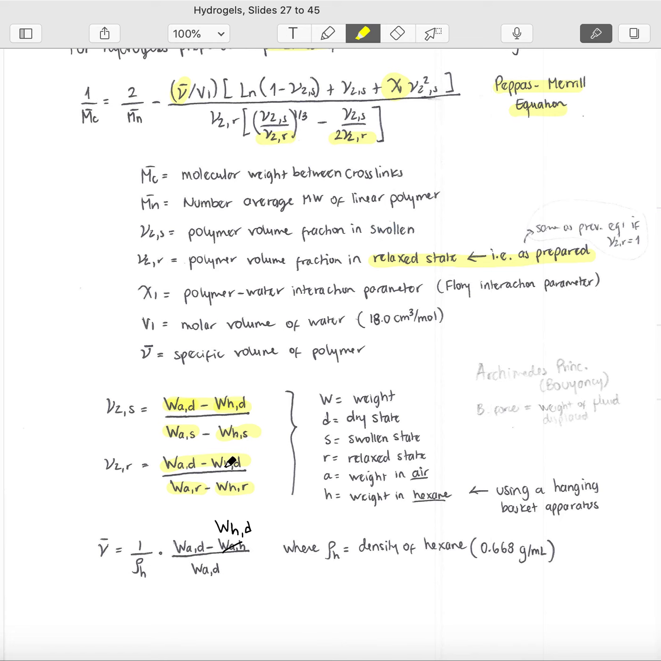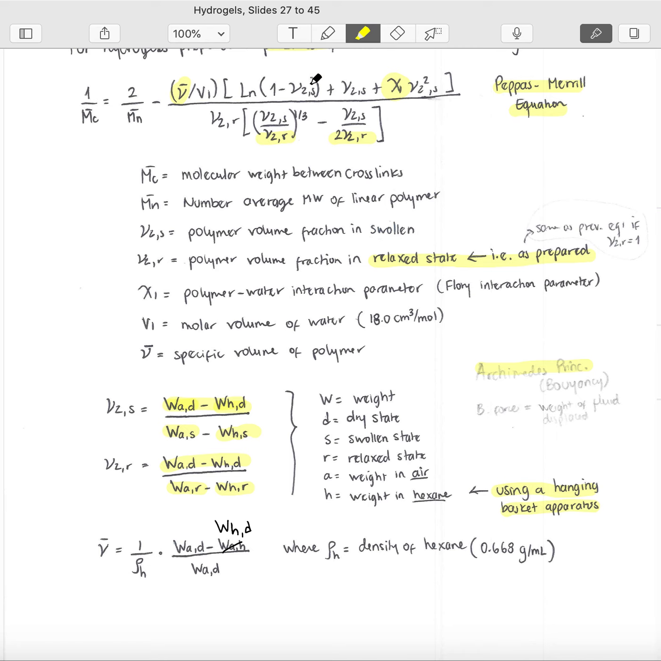Now you might be wondering, why is it that we're measuring things in hexane? What we're doing is utilizing Archimedes' principle of buoyancy, where the buoyant force is equal to the weight of the displaced fluid. The reason is we're trying to figure out what fraction of the weight is associated with the polymer versus that which is associated with the buffer or water that has been uptaken into the hydrogel. This principle allows us to do that. Typically, these measurements are done utilizing a hanging basket apparatus that enables us to place the hydrogel in hexane without actually submerging it all, and to measure that weight in the hexane.